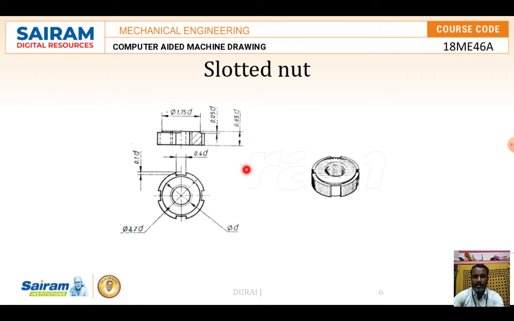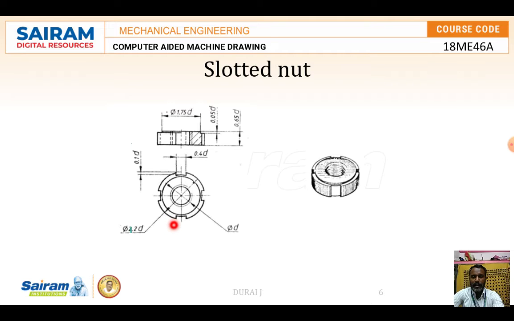Then comes the slotted nut. The formulas are provided for the slotted nut. The whole thickness is 0.65d, and the small portion that is cut out is 0.5d. This is a 3D model of the slotted nut, but we are going to create the front and top view.